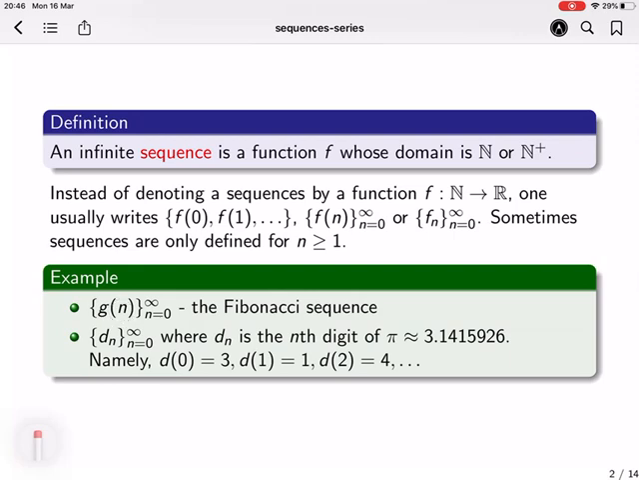We could also define other types of sequences. For example, d of n, where d_n is the nth digit of pi. So here we have d of 0 is 3, the leftmost digit, d of 1 is 1, the next digit, d of 2 is 4, the digit after that, and so on.